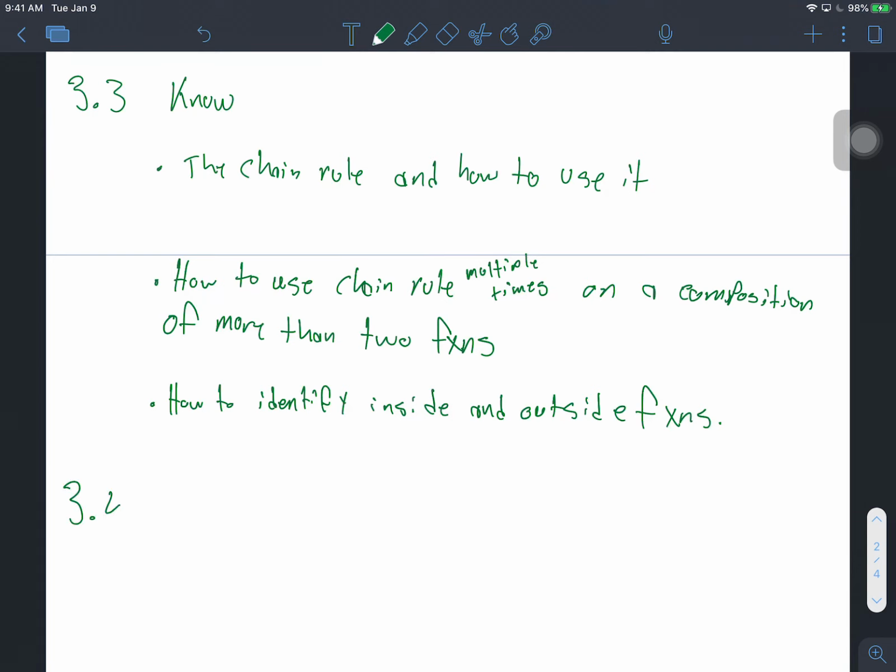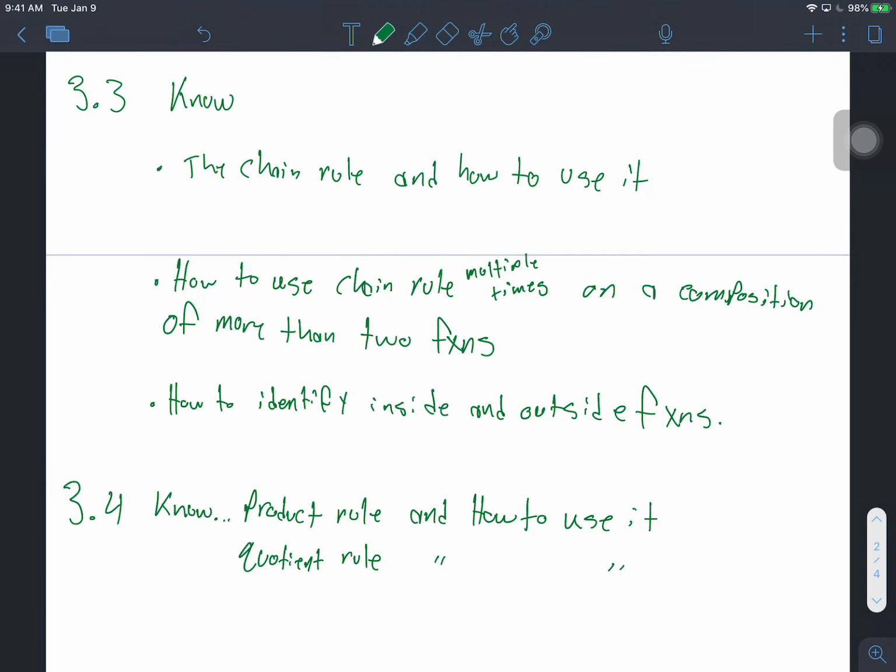All right, for 3.4, you should know the product rule and how to use it and when to use it. We should also know the quotient rule and how to use it and when to use it.